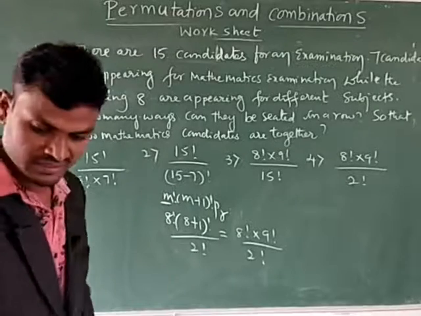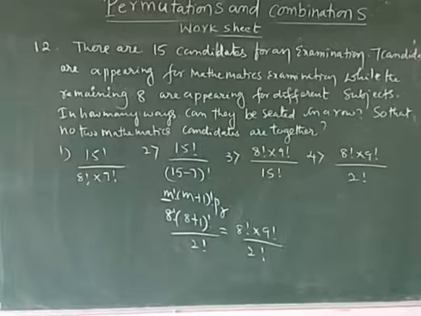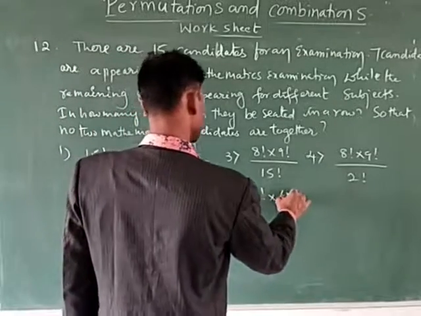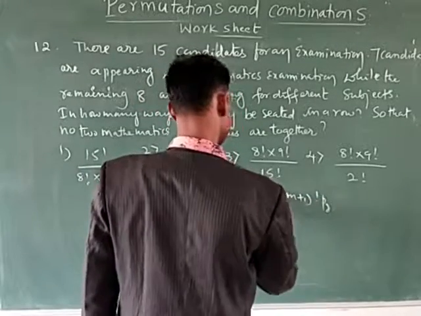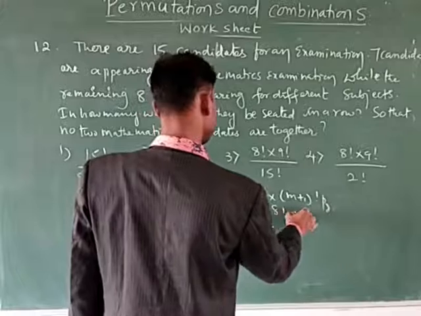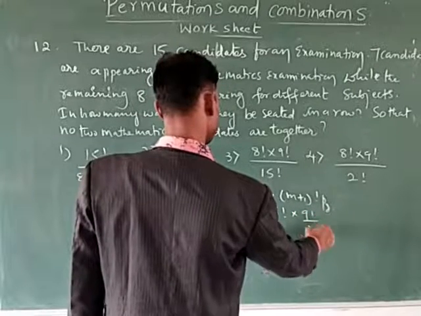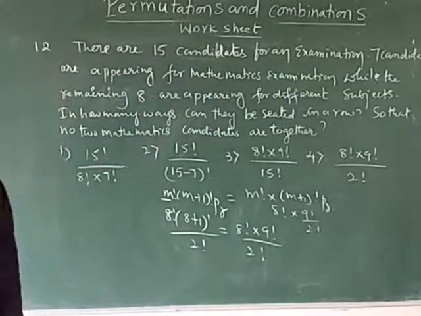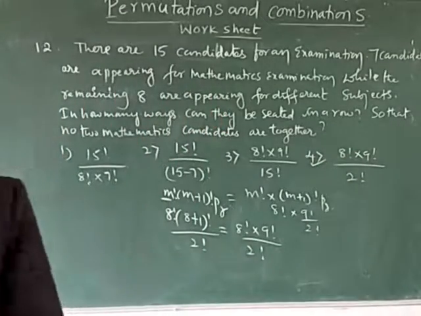That means here, we can write m factorial into (m plus 1) factorial PR. Then this is n factorial into here 8 plus 1, 9 factorial by here PR is equal to 2 factorial. This is R factor. R means here 2 members also. This is the answer. Option is the fourth one. Note down.